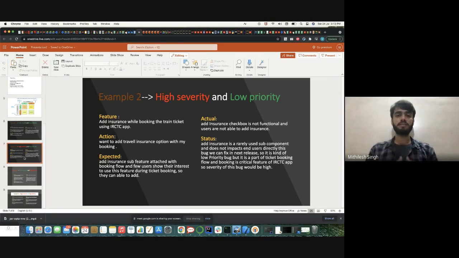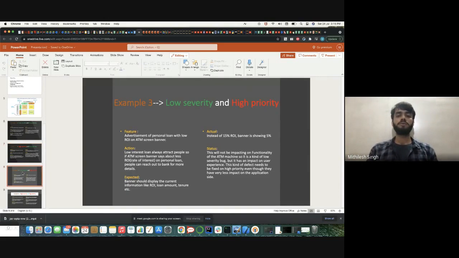So if that is not working, or if something inside that flow is not working, that will be under the high severity kind of bug. Okay, so that's why it is high severity. But low priority in the sense, even if that is not working, the user can book the ticket, and that will not impact the booking flow. Those who want to add it cannot add it because of this bug, but at the end they can book the ticket very easily.